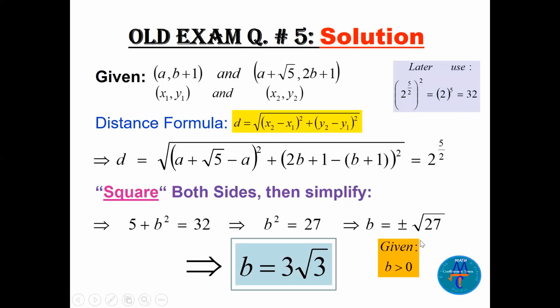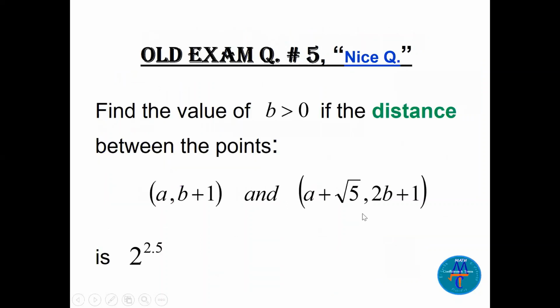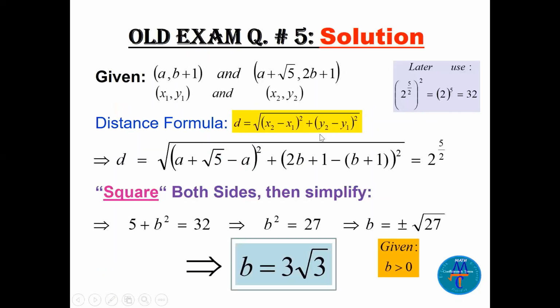Given in the question, I can show you now here, find the value of b greater than 0. So we will accept only the positive. And 27 is 9 times 3. So the b that we need is 3 square root of 3.